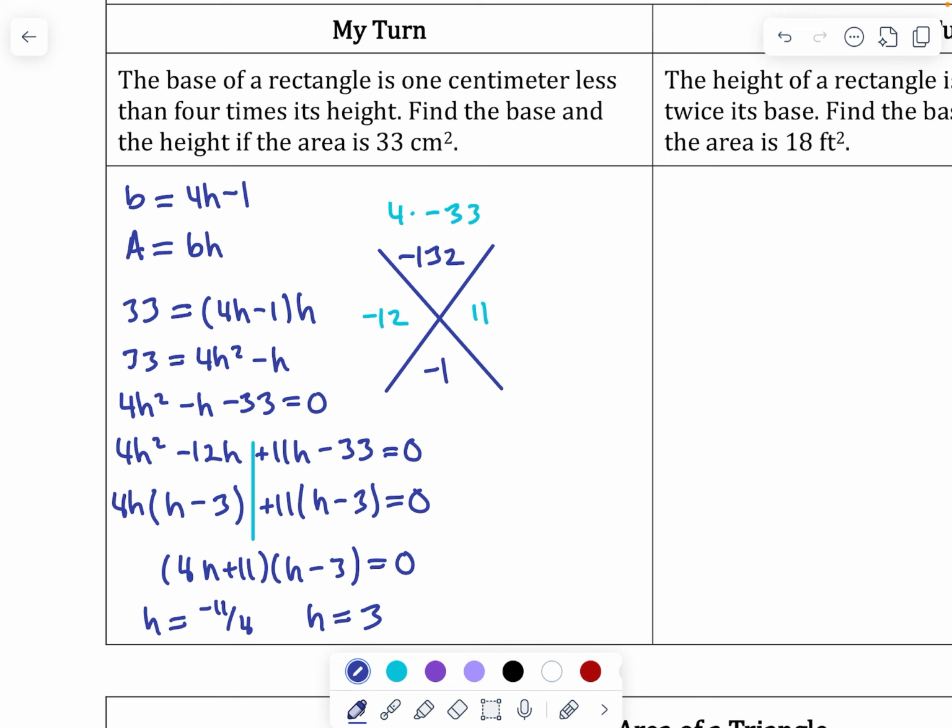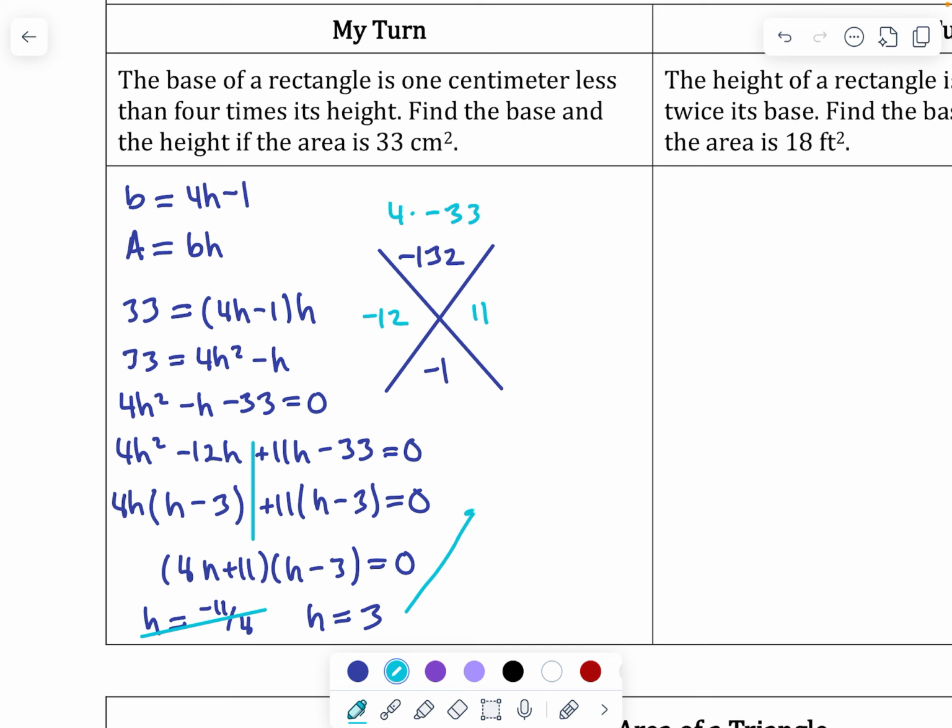But it would not make sense for the height of a rectangle to be negative. So we're going to throw out the negative 11 over 4, and we're going to use a height of 3. The height of this rectangle is 3. Now we need the base.